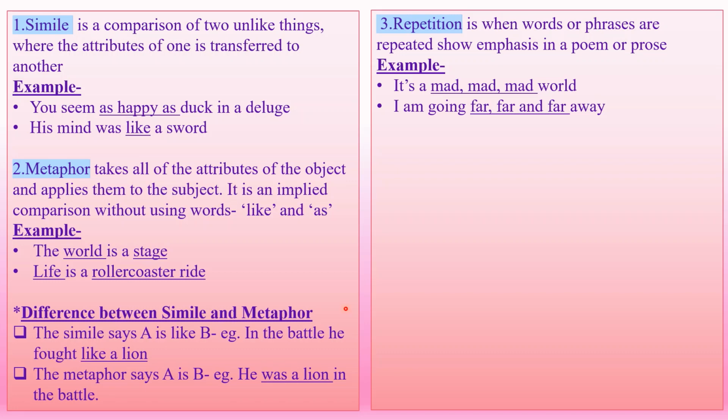The next figure of speech in the list is repetition. When a word or a phrase is repeated, it is called repetition. I think this is the simplest of all. For example, it's a mad, mad, mad world. I'm going far, far, far away. The words mad and far are repeated thrice. When a particular word is repeated more than once, it becomes a clear case of repetition.